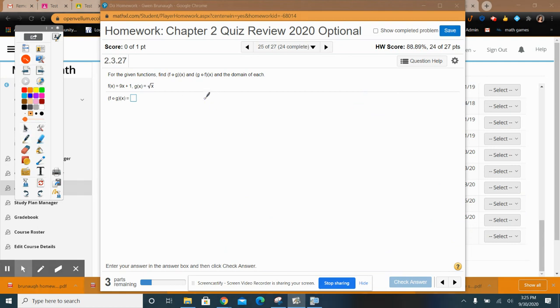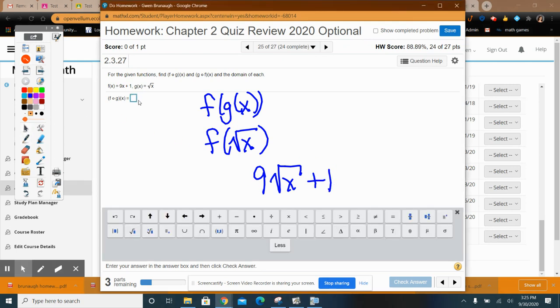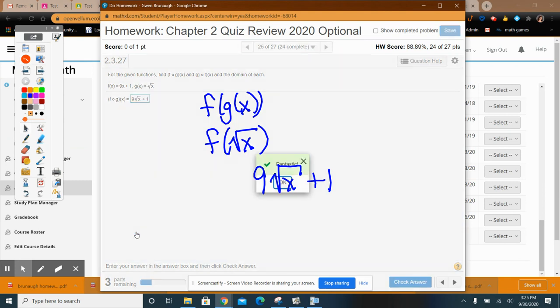Next, we're going to plug some into each other and find the domain. F of g of x. Well, what is g of x? That's the square root of x. So take the square root of x, plug it in to f, and that's 9 square root of x plus 1. That cap is really important there. So I get 9 square root of x. Make sure you exit out of there, plus 1.